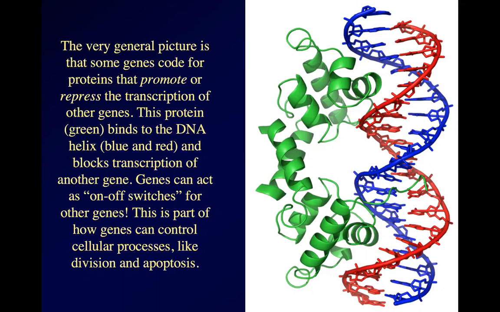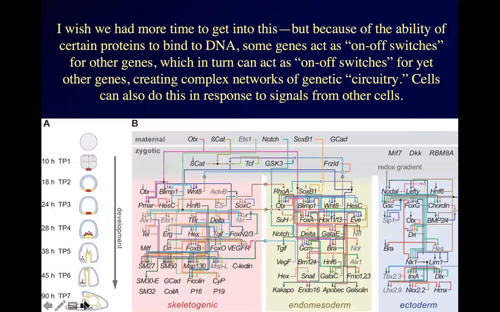That is as much as I can tell you of the grand mystery of how genes can control cellular processes. Genes can switch each other on and switch each other off. We don't have time to go into this, but because of this ability, that some genes act as on-off switches for other genes, we have these networks of gene circuitry that are diagrammed in this diagram right here, which has a whole bunch of abbreviations for different genes that you certainly don't have to know.